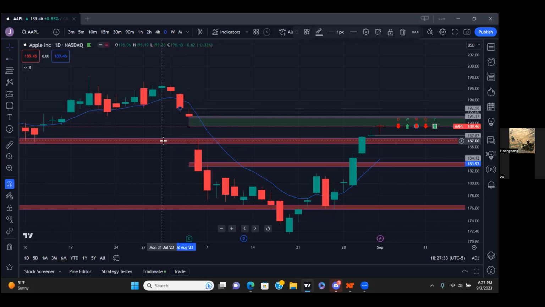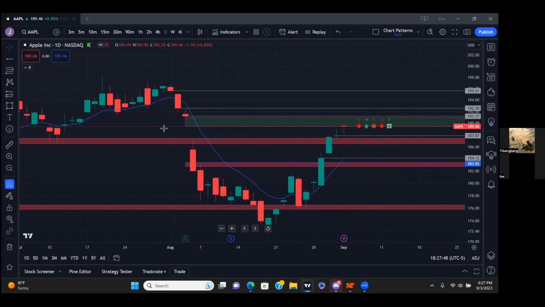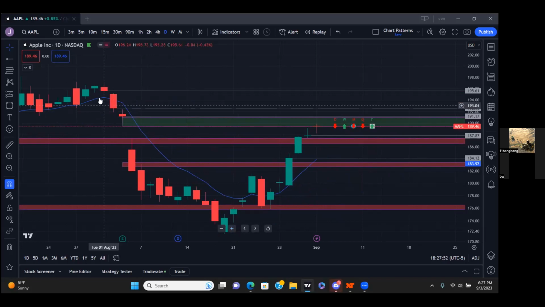Okay, that's the gap though. And what about the candle before that candle? Right there. Did we fill that one? Don't think so. So you want to be able to have areas of interest on both sides.